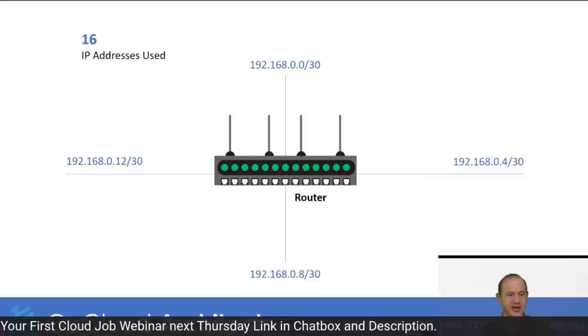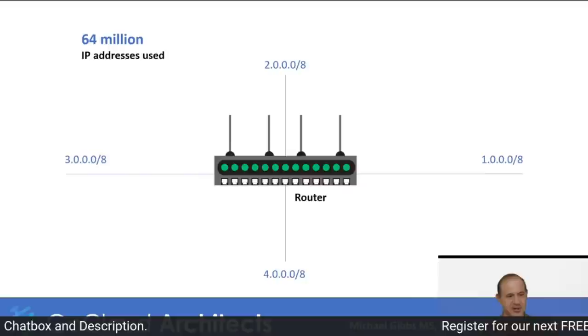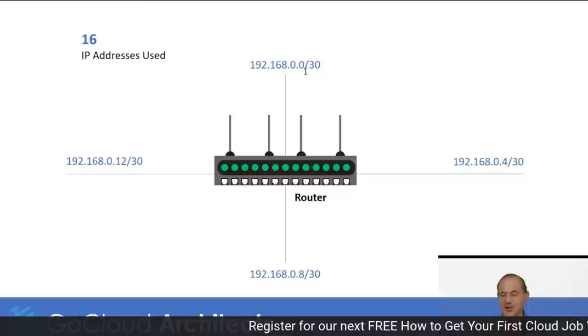Now, let's say instead of using those /8s in the previous example. See, over here, I used the /8 subnet mask on each of these things, and I wasted 64 million IP addresses. Here, I used a WAN subnet. A WAN subnet is a /30 subnet. It gives you two usable host addresses. It has a network address, two usable hosts, and a broadcast address.